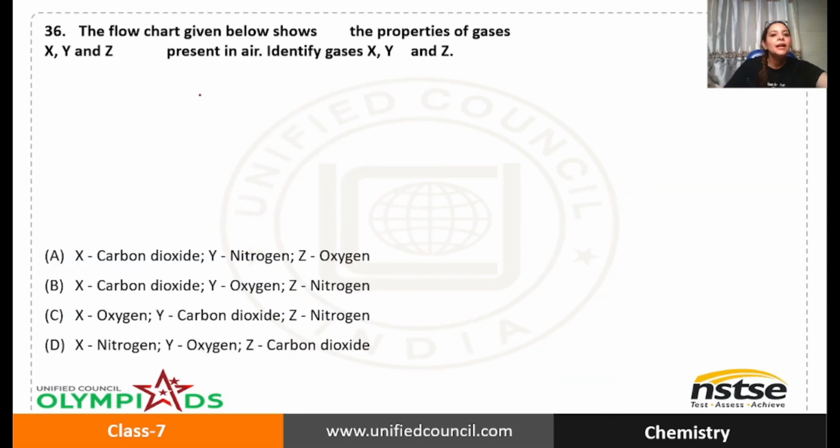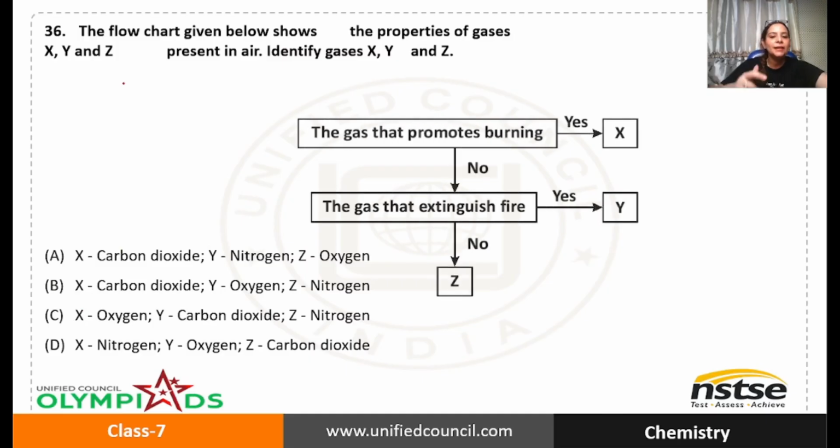Next question. The flowchart given below shows the properties of gases X, Y, Z present in air. We need to identify these gases. So this is a flowchart and we have a few clues also. The gas that promotes burning, that is X. And a gas which doesn't promote burning but extinguishes fire, that is Y.